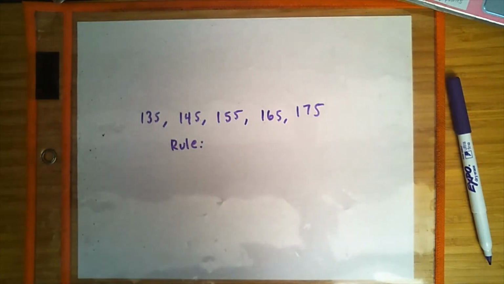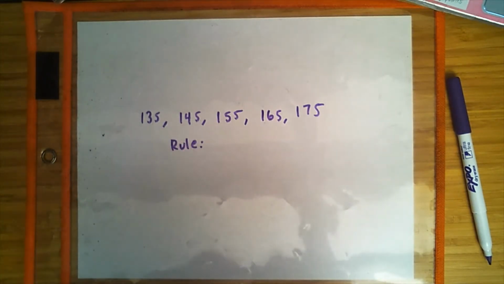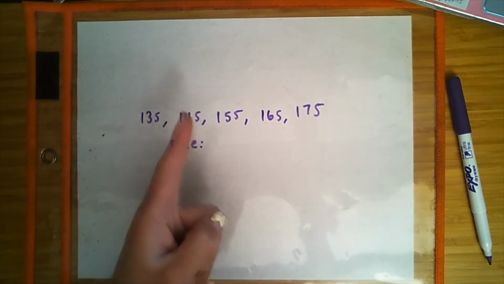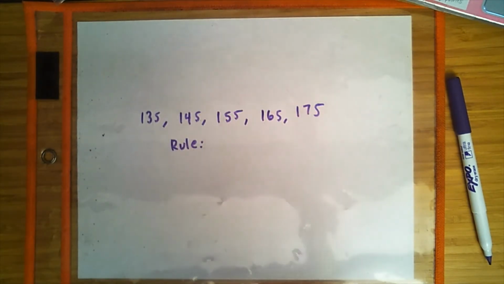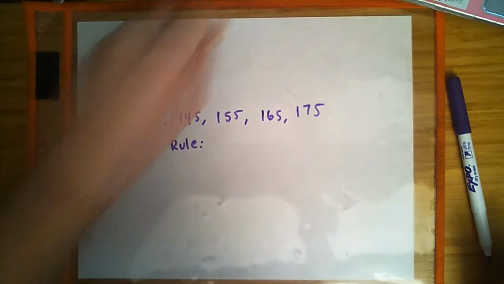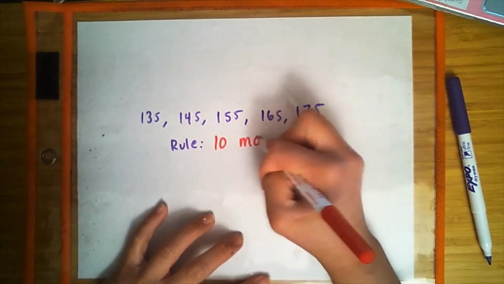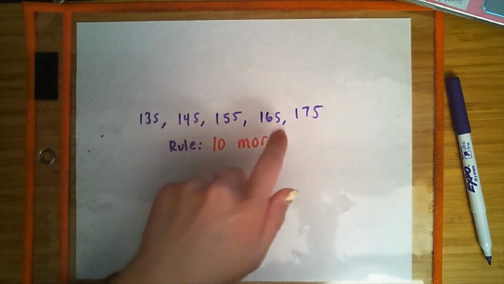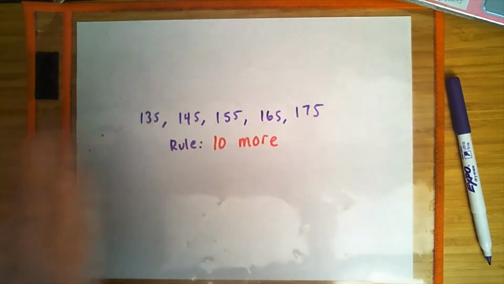For the second part of our teacher model here, we're going to look at some patterns. Listen as I say this number pattern and pause when you think you have figured out the rule for my pattern. Ready? 135, 145, 155, 165, 175. What do you think our rule is? If you were thinking 10 more, you are correct. Each time we're adding an additional 10 to the tens place value. And you'll notice that in the tens, it keeps going up 1 more or 10 more.